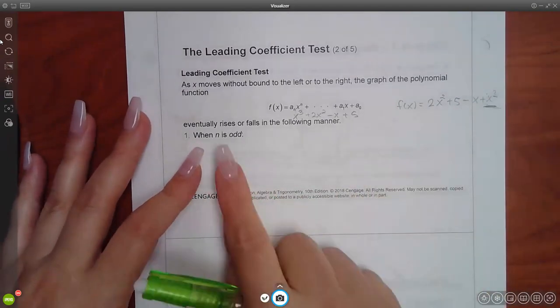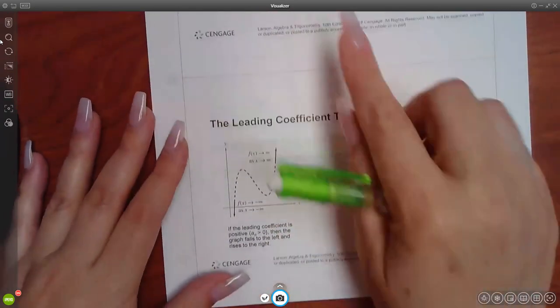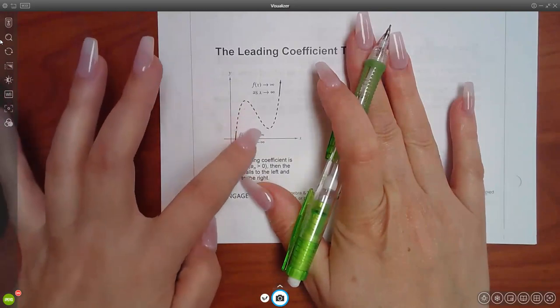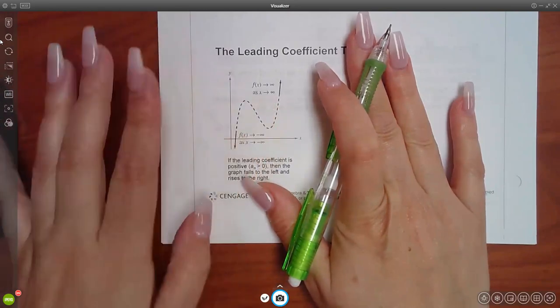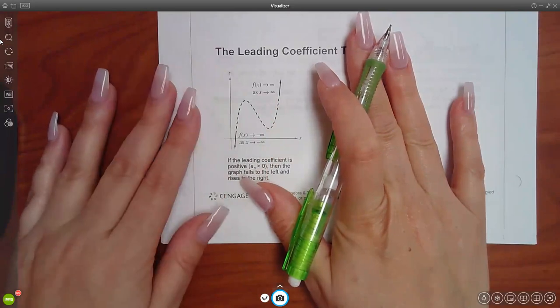Now, this is what I don't like, how they organize it. It should fit all together. When the n is odd, okay, it's either gonna look like this, like a basic cube. I just don't know how much wiggling is gonna happen in the center here. That's why they have dotted lines. I don't know what's going to happen there.